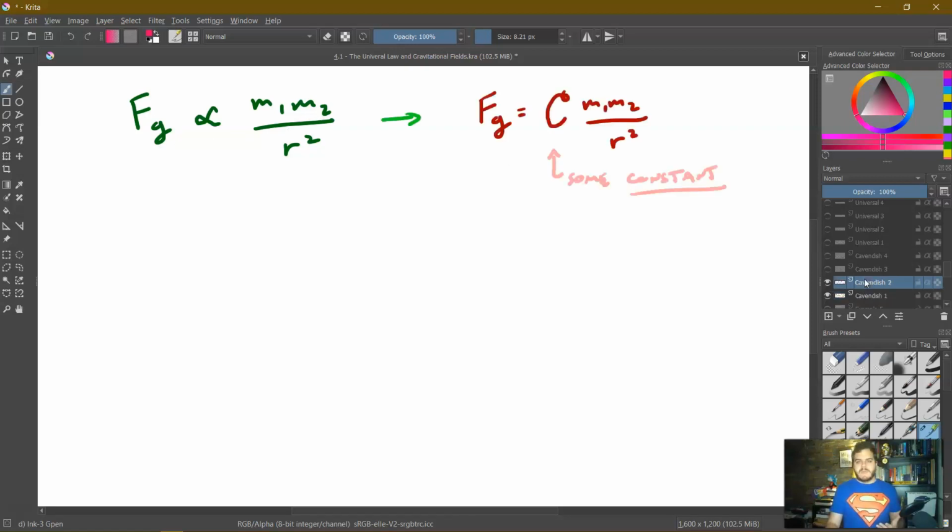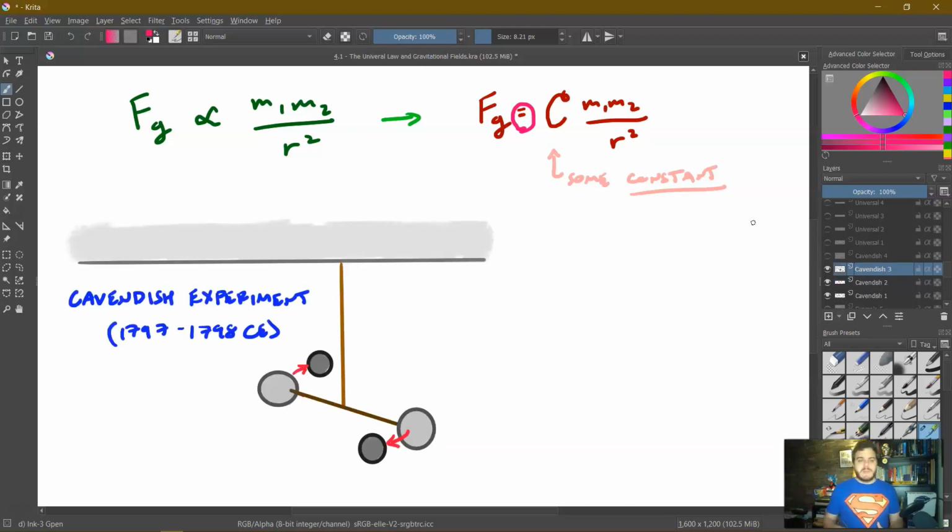So ultimately, if we want to get an equal sign here, we need to multiply one side of the equation by some constant. But we don't know what that constant is, and Newton didn't know either. In fact, that constant was not discovered for at least 50, 60, 70 years after his death. Specifically, by another Englishman named Henry Cavendish, and was found in the Cavendish experiment.